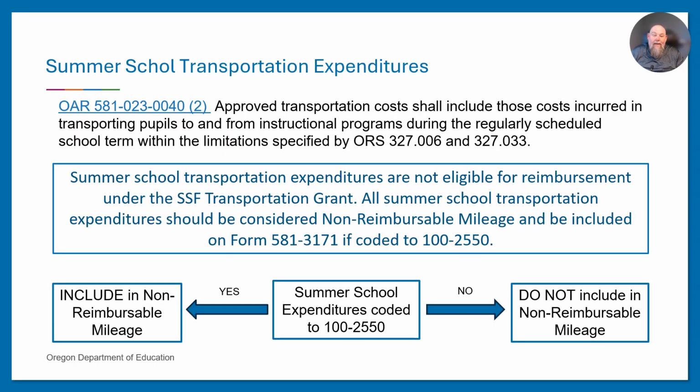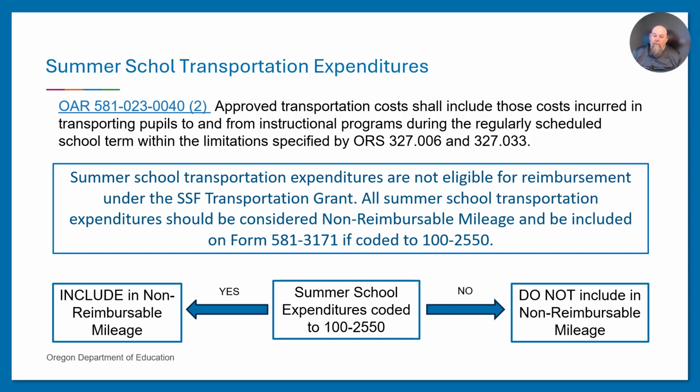One last thing we wanted to add real quick was also summer school transportation. So right before school ended, we had a lot of questions about summer school. Why can't we include summer school? So the OAR specifically spells out that approved transportation costs should include those costs incurred in transporting pupils to and from instructional programs during the regularly scheduled school term. So regularly scheduled school time, September to June, whatever that is, right? Summer school transportation expenditures are not eligible for reimbursement under the transportation grant.